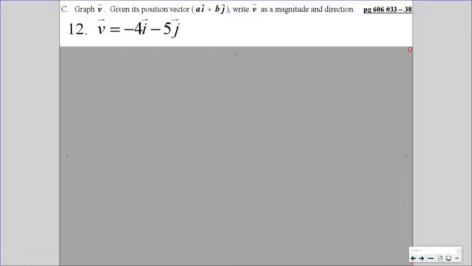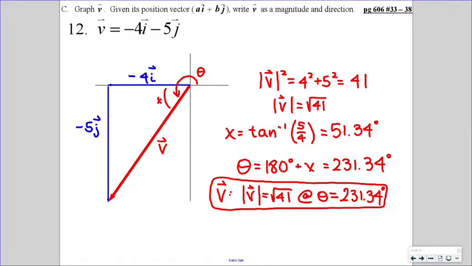All right, number 12 is all yours. Pause the video, and then when you're ready, come back for the answer. Vector v, down in the third quadrant, both horizontal and vertical components are negative. I use the Pythagorean theorem here to help us find the hypotenuse. Can't simplify it other than the square root of 41. And then I use tangent or inverse tangent to find the angle on the inside of the triangle, and then add that to 180 to get the total direction.